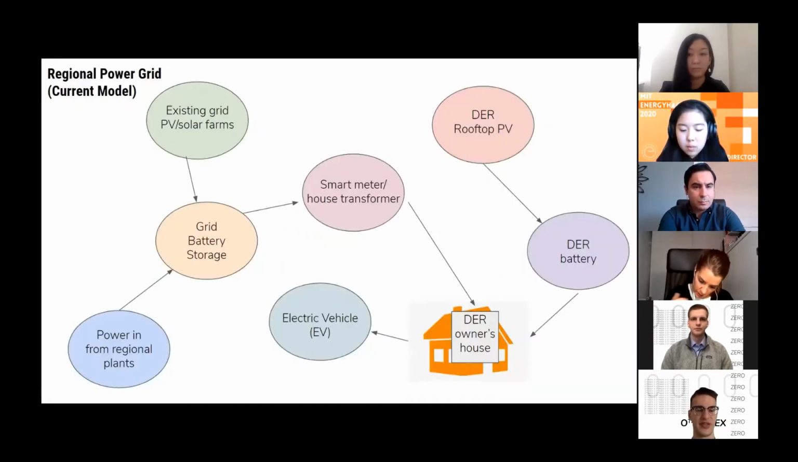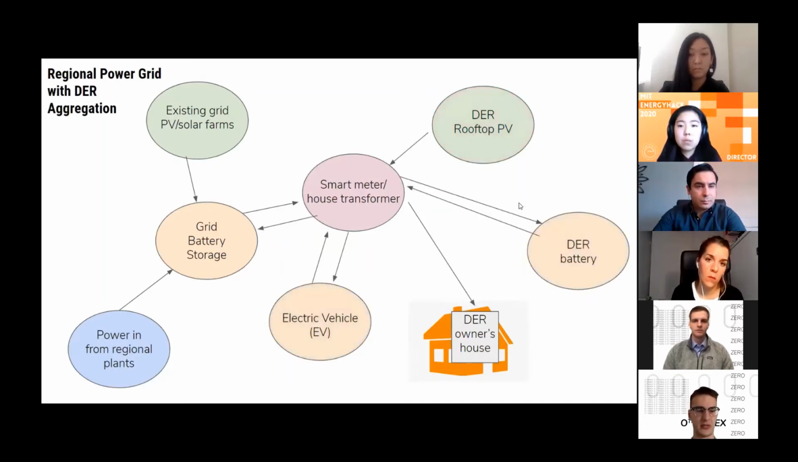As an example, this basic flowchart depicts a local power grid in our current system, starting with power coming in from regional power plants and ending with it being transferred to your home. As you can see, the homeowners' DERs are completely uncoupled from the main power grid, meaning they exist only as power supplements, and as a result will be very underutilized. We believe that resource aggregation can address these inefficiencies.